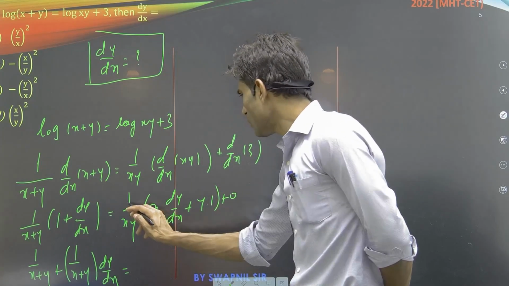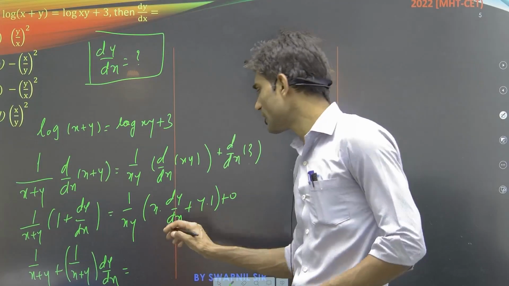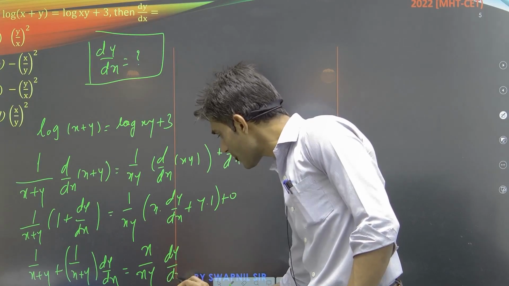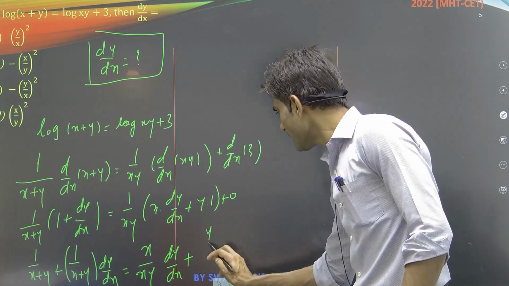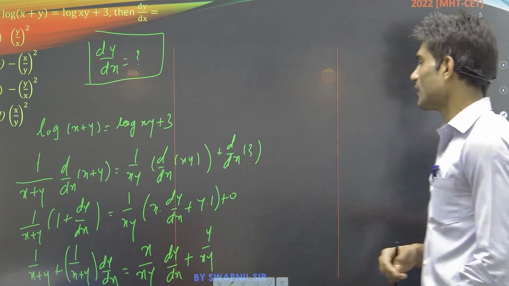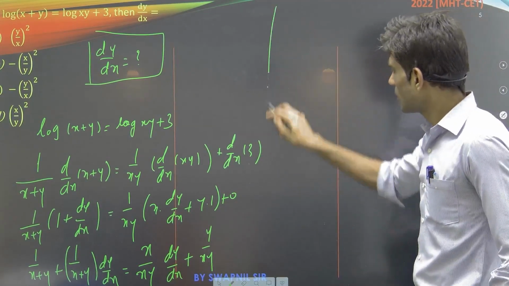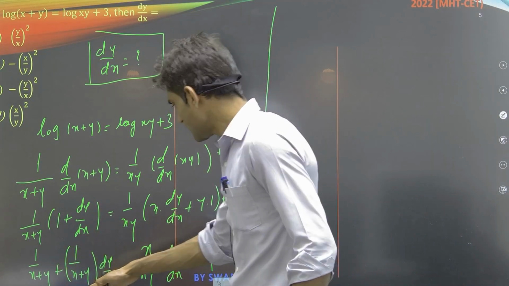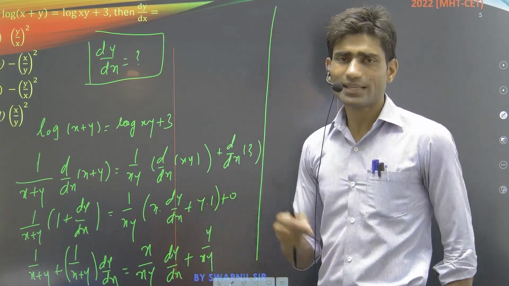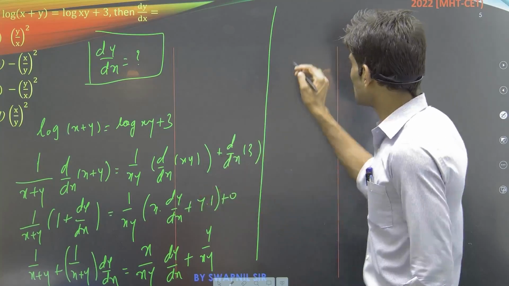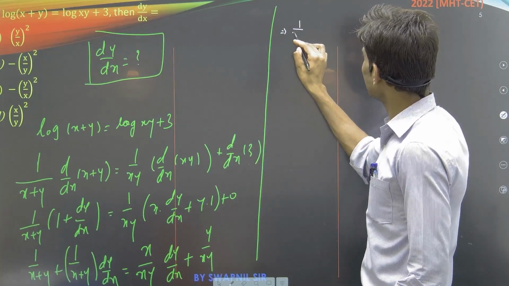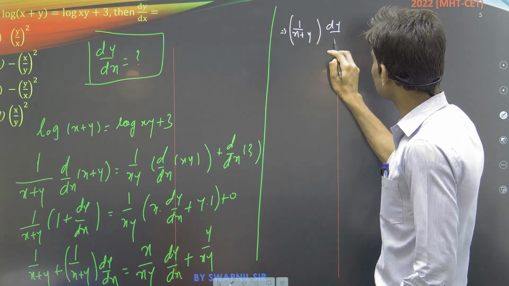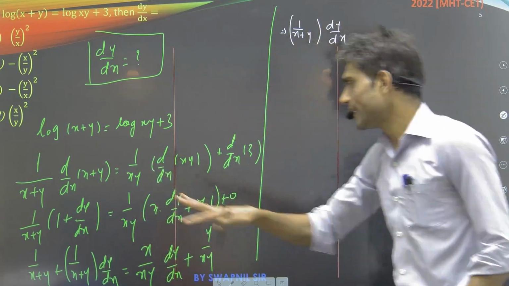which is equal to 1 upon xy times x, that means x divided by xy dy by dx, plus y divided by xy, and the constant goes to 0. Let me go for the next step now. So 1 upon x plus y dy by dx, take the dy by dx terms to one side and the remaining terms to the other side. So we have the next step as 1 upon x plus y dy by dx on one side.